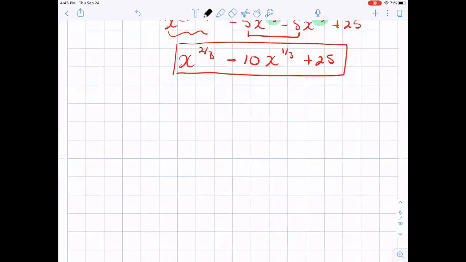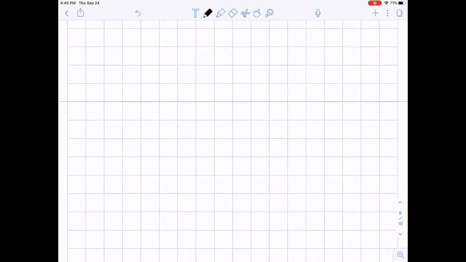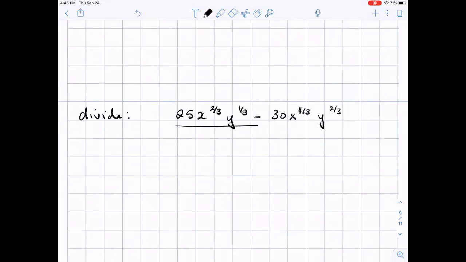What happens when we are dividing? If we're dividing, the procedure is still the same. Now let's look at divide. If we have, for example, let's say 25x to the 2/3 y to the 1/3 minus 30x to the 4/3 y to the 2/3, all of this divided by 5x to the 1/3 y to the 1/3.